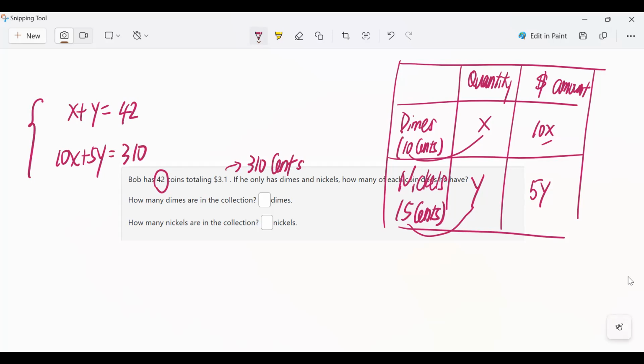Now we can solve this using either method, but this time I want you to solve using the elimination method. We haven't done the elimination method for a while, so let's use it to solve this. I'll give you some time to try that. I'll go over the solution in a second.